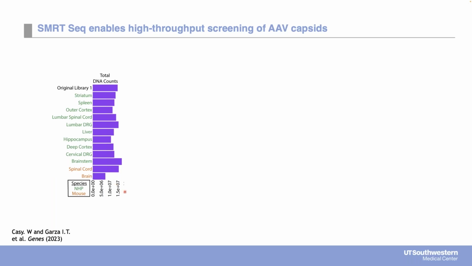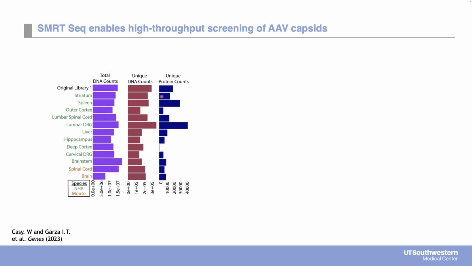And you can start to see some of the statistics that we get from analyzing the total DNA counts. These were converted into unique DNA counts, essentially to filter out any redundant capsid DNA sequences. Then we can get a sense of how many capsids we're pulling out of each individual tissue from our input library. From this, we convert the DNA counts into unique protein counts to get a sense of how many unique protein capsid variants we're pulling from each individual tissue. And we see quite a broad range of capsids that are pulled out of tissues.